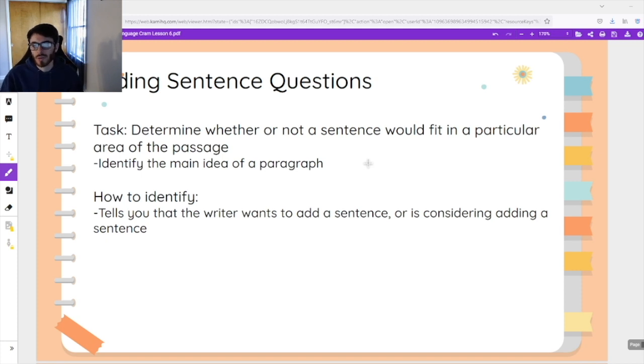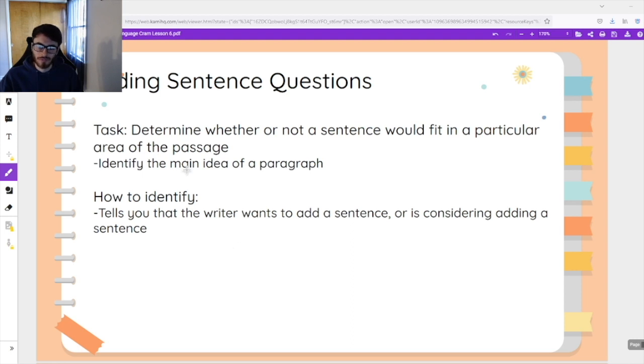With adding sentence questions, your task is to determine whether or not a sentence would fit in a particular area of the passage. In order to do this, you need to identify the main idea of a paragraph. What is this paragraph talking about? Will adding this sentence support that main idea? Will it support that claim, or is it irrelevant to what the paragraph's talking about? That's the main task at hand here.